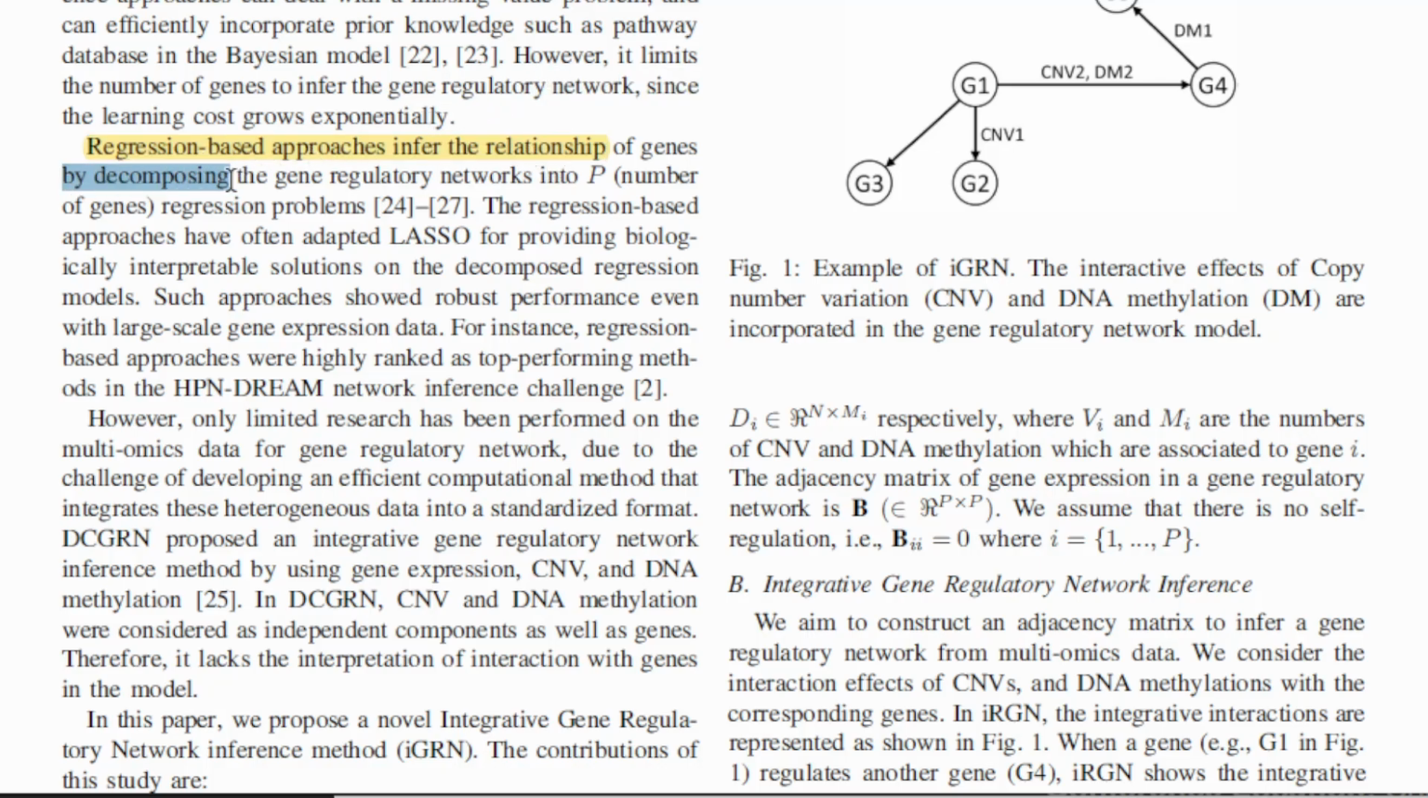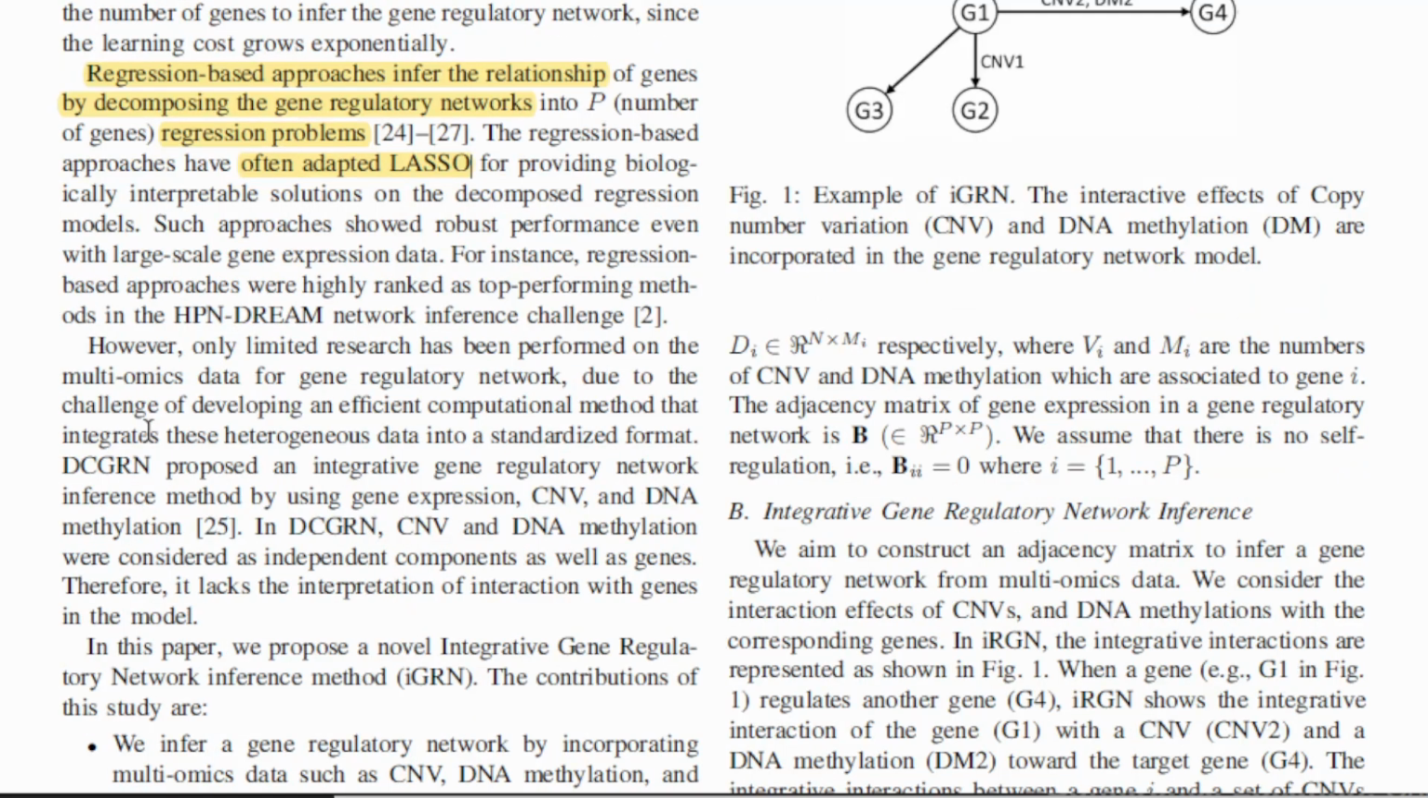However, only limited research has been performed on multi-omics data for gene regulatory networks, due to the challenge of developing an efficient computational method that integrates these heterogeneous data into a standardized format. DCGRN proposed an integrative gene regulatory network inference method using gene expression, CNV, and DNA methylation. In DCGRN, CNV and DNA methylation were considered as independent components as well as genes. Therefore, it lacks the interpretation of interaction with genes in the model.